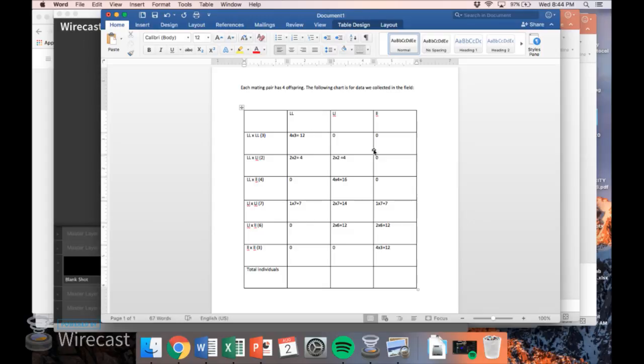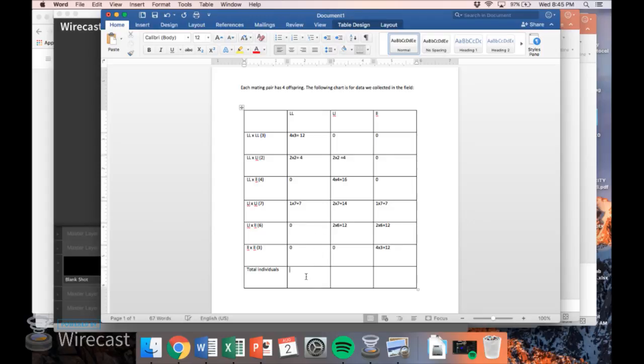So now we can add up our total individuals for each genotype. Okay? And so we can see here we get 12 double dominants from this cross, we get 4 from this cross, and we get 7 from that cross. Okay? So that gives us a total of 23 of these double dominants. For our heterozygotes, we get 4 from this one, 16 from that one, 14 from this one, and 12 from this one. So we get 4, 16, 14, 12. Okay, so we get 46 total here. And then over here, we get 7, 12, and 12. Right? 7 from this cross, 12 from this cross, and 12 from that cross. Okay, which gives us a total of 31 individuals.